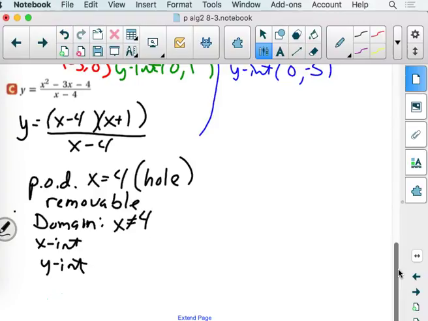X intercept. Where you got the domain? X doesn't equal 4. Anything that is a hole or an asymptote cannot be used. X intercepts go to the top. What are the zeros of the top? 4 and -1, but we already said we can't use 4. So it's going to be -1, 0.